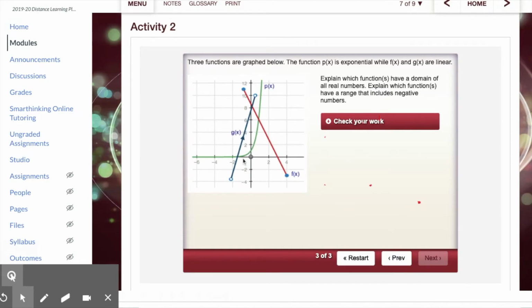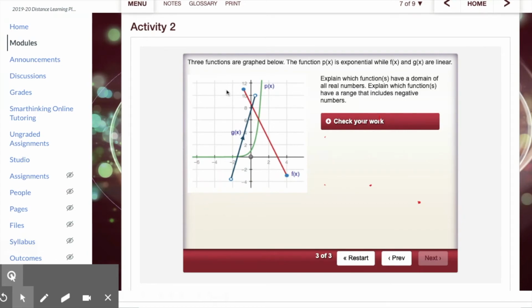Well, I'm going to look at my blue graph. You're going to notice that it kind of goes from -2 to like not even 1, like a quarter, but it doesn't keep going, it stops. So that is definitely not all real numbers.